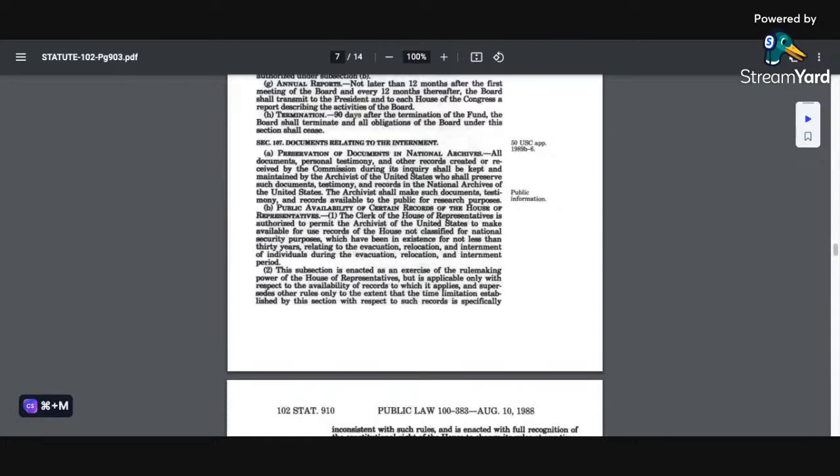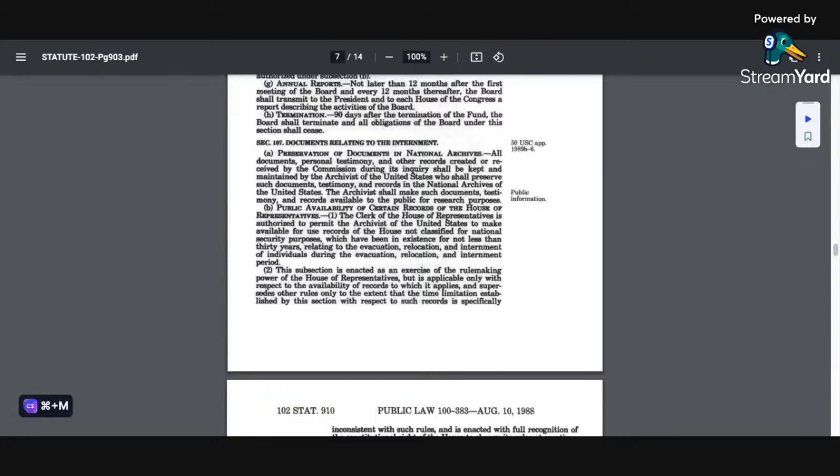The Archivist shall make such documents, testimony, and records available to the public for such purposes. B. Public availability of certain records of the House of Representatives. 1. The Clerk of the House of Representatives is authorized to permit the Archivist of the United States to make available for use records of the House, not classified for national security purposes, which have been in existence for not less than 30 years, relating to the evacuation, relocation, and internment of individuals during the evacuation, relocation, and internment period.